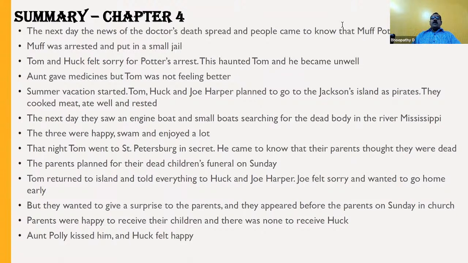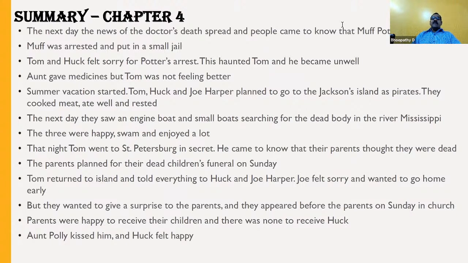And they did not want to tell the people, I mean their parents, anyone in the town. They wanted to go very secretly to Jobson's Island. They wanted to cook meat, and they wanted to rest. They wanted to enjoy. They wanted to feel happy and free there. It was the plan of the three boys.